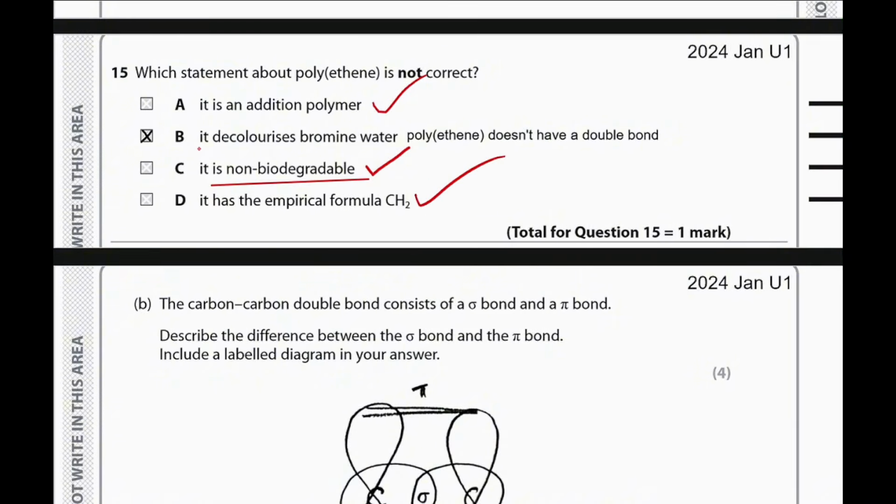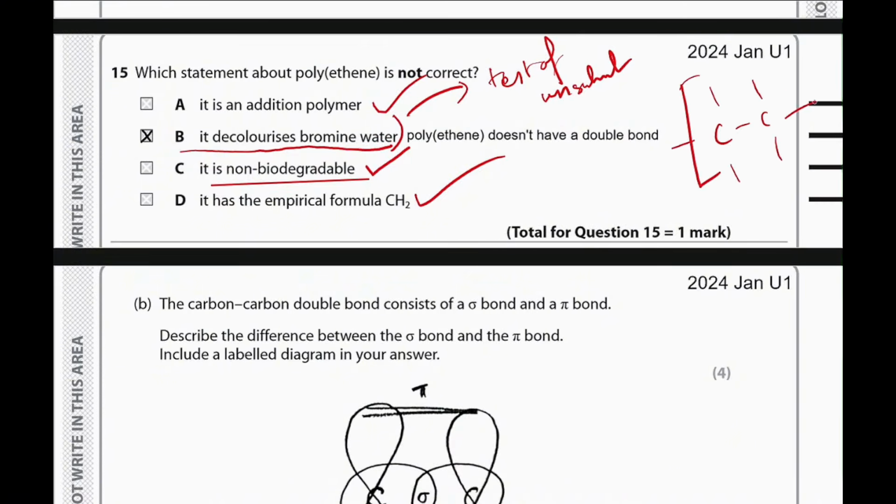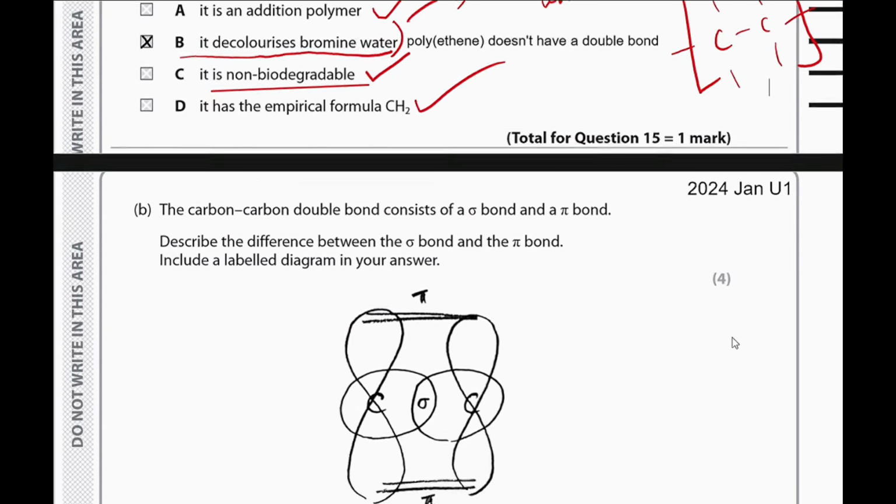So the only answer is this: it decolorizes bromine water is not the correct answer. What is statement B? It decolorizes bromine water. Polyethylene doesn't have a double bond. So the main reason why B is wrong is that this statement relates to the test of unsaturation, and since the polyethylene structure is this, which means it does not consist of any carbon to carbon double bond, it does not decolorize bromine water. So B is not the correct answer.